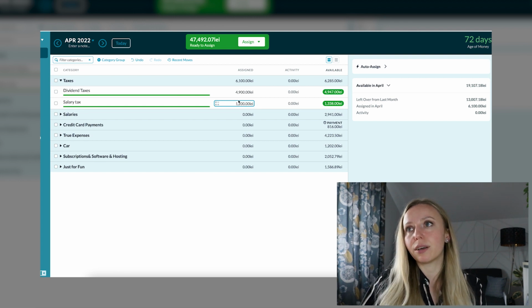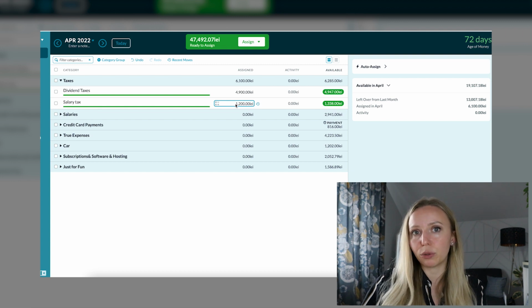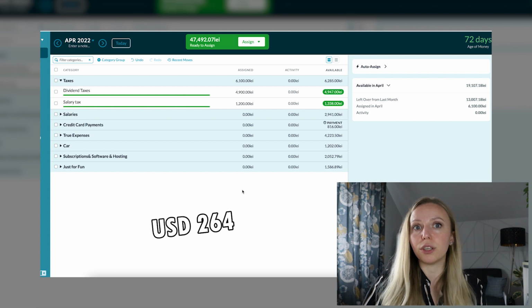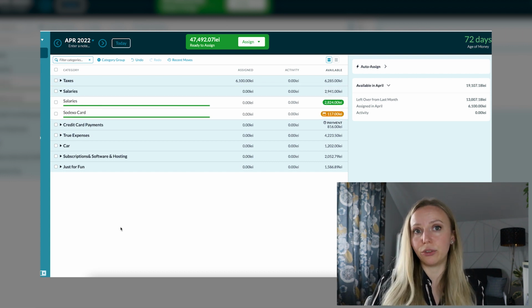This is for my contract employee. This is the amount of taxes that I have to pay to the government. This is about 250 euros. The next category is salaries. I have 2 items in this category.